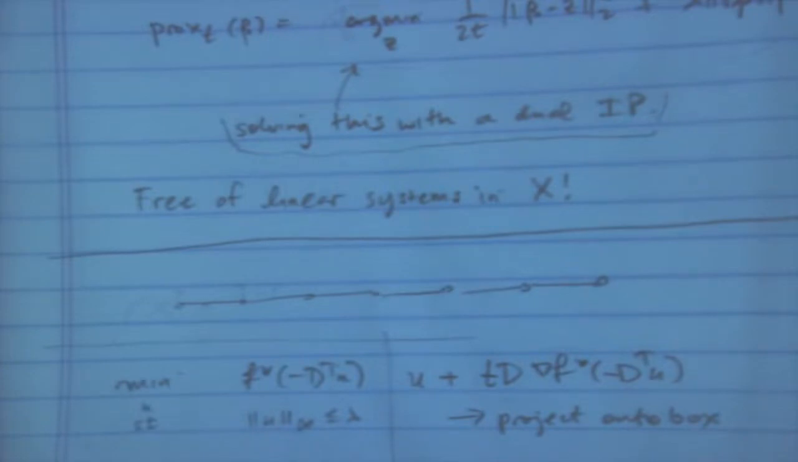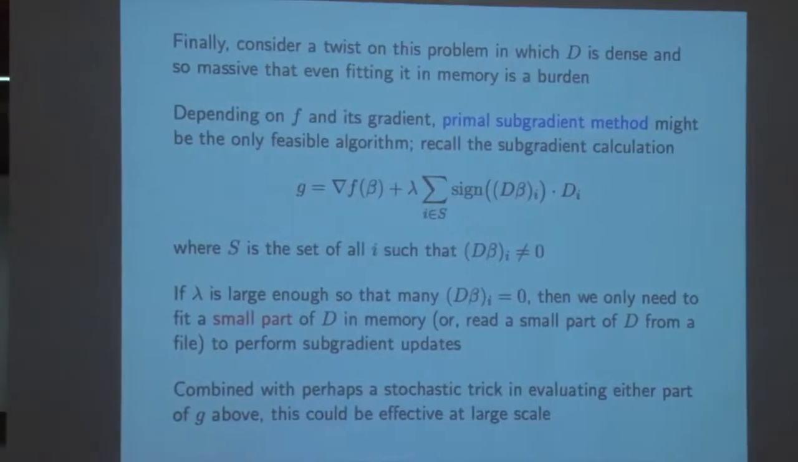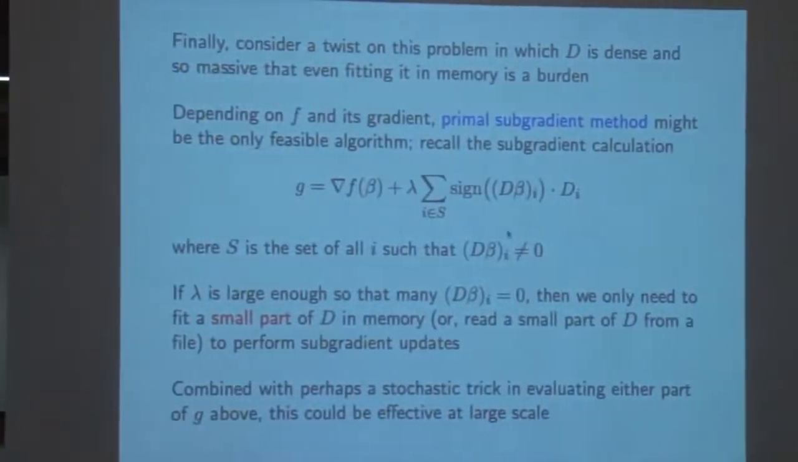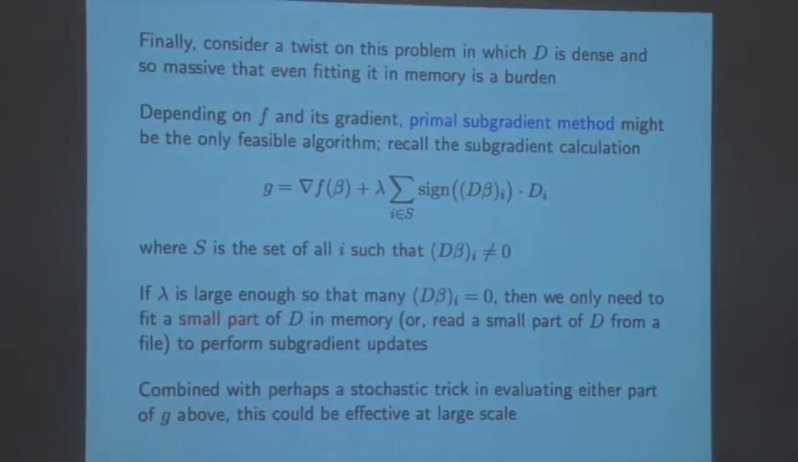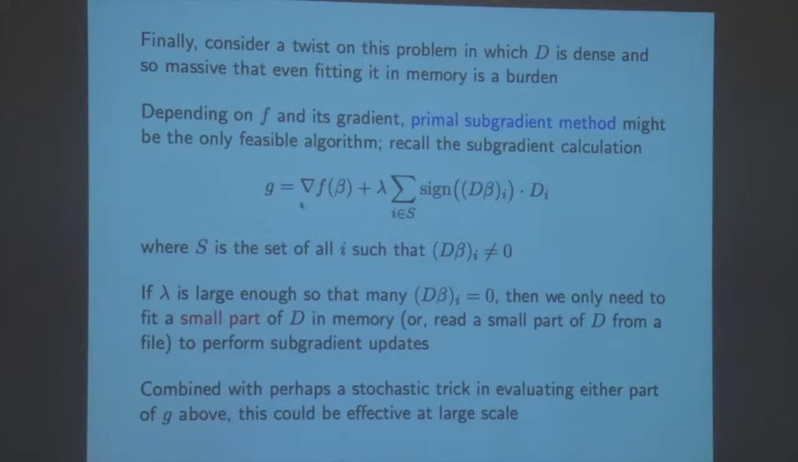Very last twist on this: let's suppose D was dense, but it was also so big that you couldn't fit it into memory. So I actually couldn't even fit D into memory to do this matrix multiplication. Well, now the primal subgradient method is starting to look like the winner. If you remember from our calculation of the subgradient, all we need in order to evaluate it are the rows of D that correspond to active elements of D beta, so non-zero elements of D beta. The subgradient of the primal criterion is just the gradient of the loss plus lambda times the subgradient of the L1 norm of D beta.